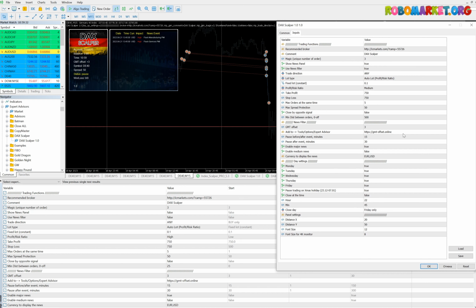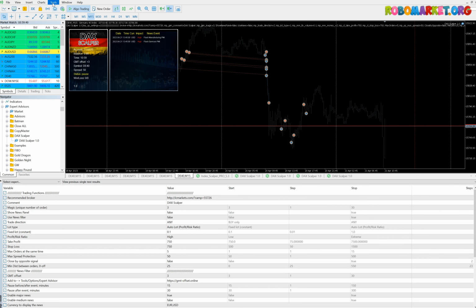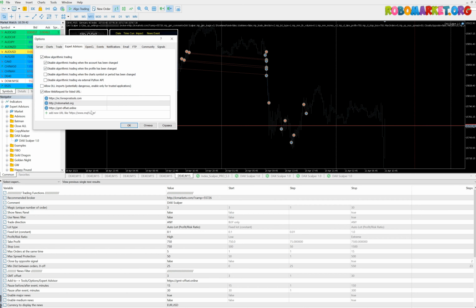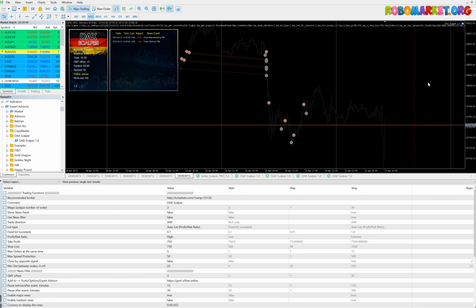Use a news filter to avoid price spikes. Set the use news filter equals true parameter and copy the URL link. Add the link to allow web request links. You can set the importance of news for making a trading pause and the pause time in minutes before and after the event. On the chart you can see vertical lines marking the news time, and the news panel shows you upcoming news events.